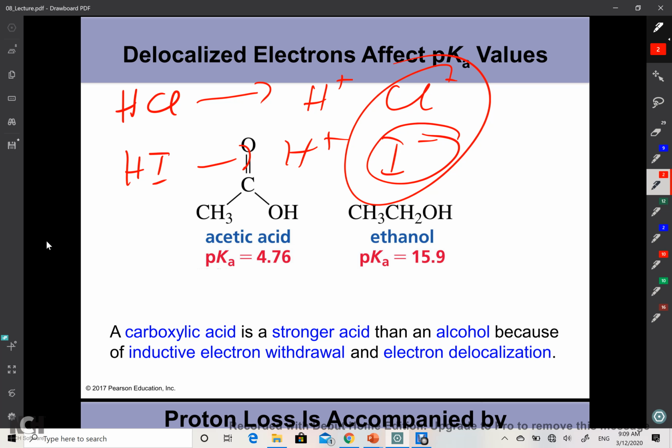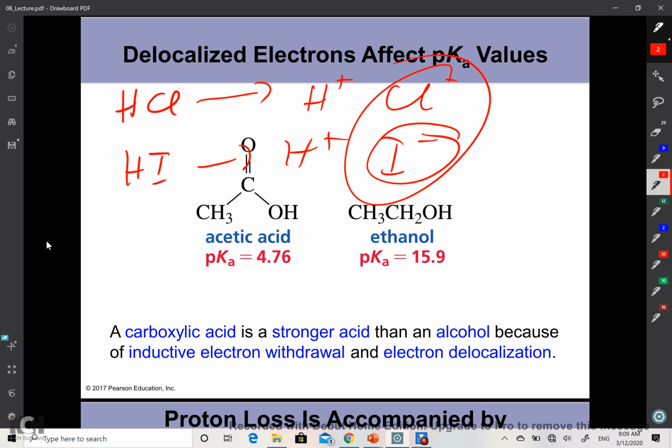So you can start imagining how resonance can affect acidity. The more resonance structures you form, what happens? The more stable you are. And so if you are stable, then your acid will probably be strong. I hope it makes sense.